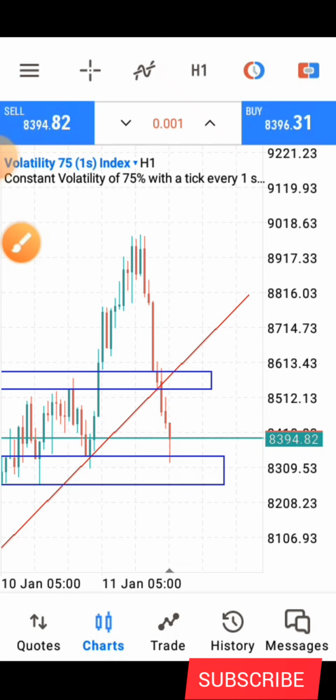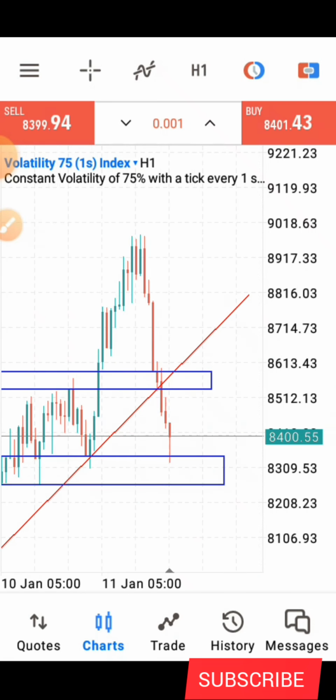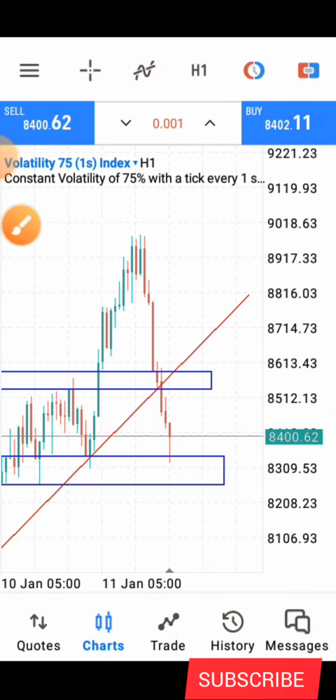But me personally, I'll be waiting for a sell entry. But if it doesn't go that way, then I'll wait for it to break this zone before I take any buy entry to the upside. So this is what I'll be waiting for right now, guys.